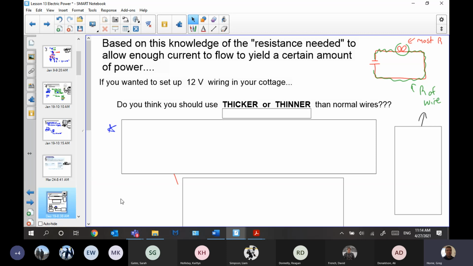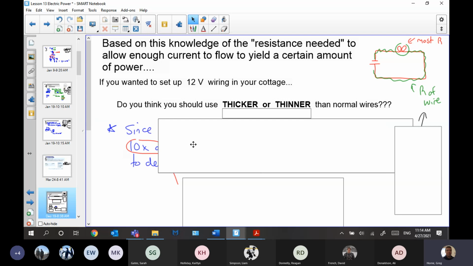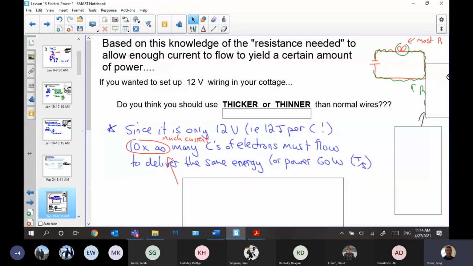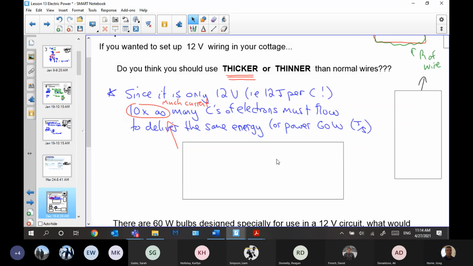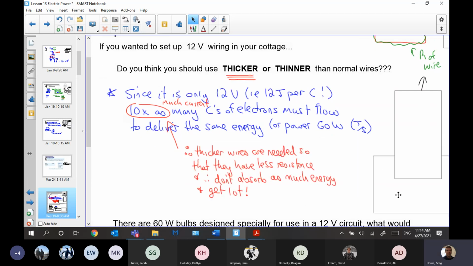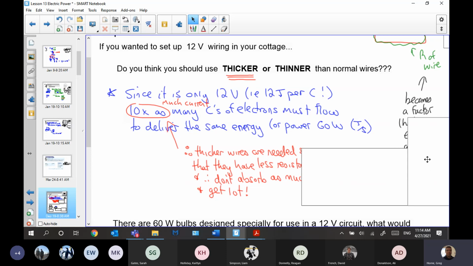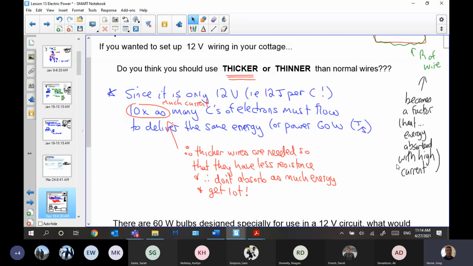In actuality, the problem is the 12 volt system is only delivering 12 joules per coulomb, right? That's not very much energy. So like 10 times as much current has to flow in order to deliver the same amount of energy. If 10 times as much current has to flow, now it's more obvious: the wires need to be thicker to allow that. You follow me, right? So the wires need to be thicker so they have less resistance to allow all of that current to flow. There is some resistance in the wires themselves.